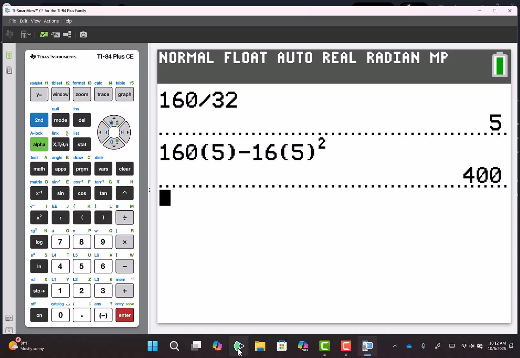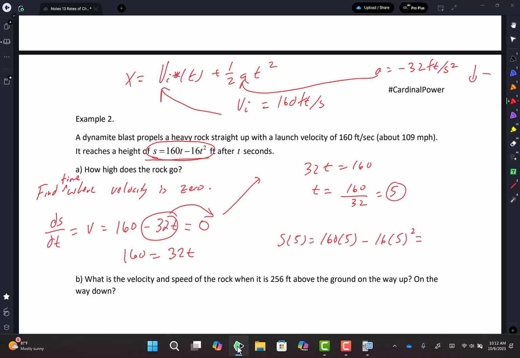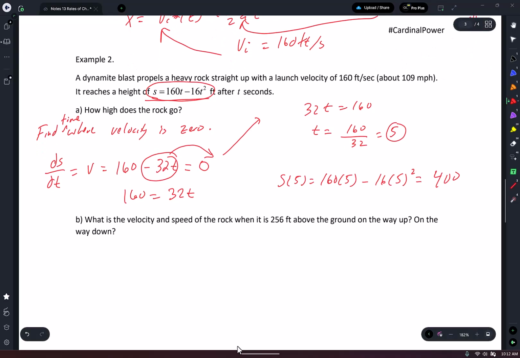And there it is. I'm 400 feet in the air. Yeah, 400 feet. So units, I'm going to say at t equals 5 seconds. How high does the rock go? The rock goes 400 feet up in the air.